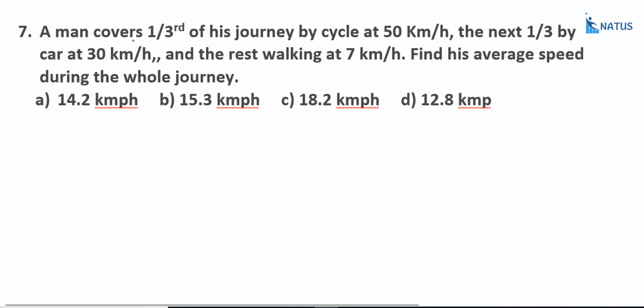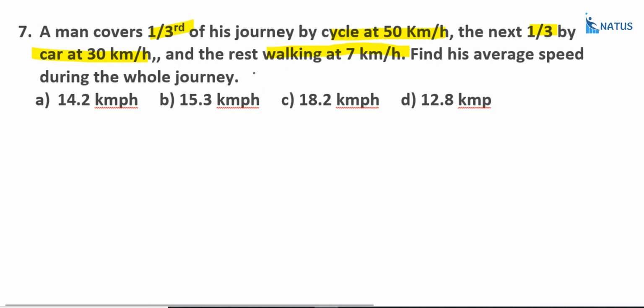Next one. A man covers one third of his journey by cycle at 50 kilometers per hour, the next one third by car at 30 kilometers per hour, and the rest, the remaining one third, walking at the rate of 7 kilometers per hour. Find the average speed during the whole journey.